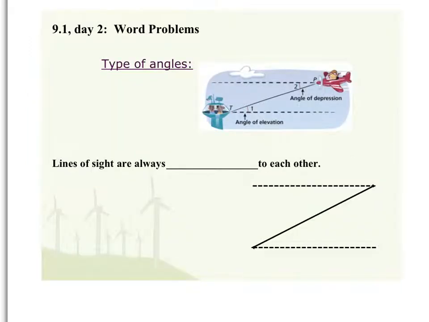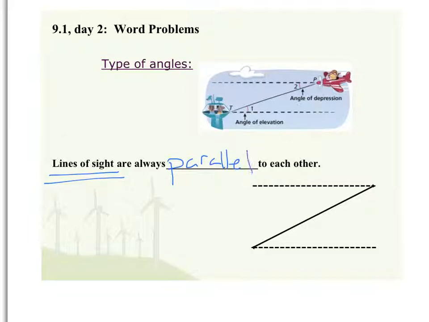All right, here's 9-1, day 2. We're going to focus on the same concepts that we looked at in day 1, but we want to apply them to word problems. All right, just a vocabulary piece here to get started. Angles of elevation and depression, which are based off of what's called lines of sight.